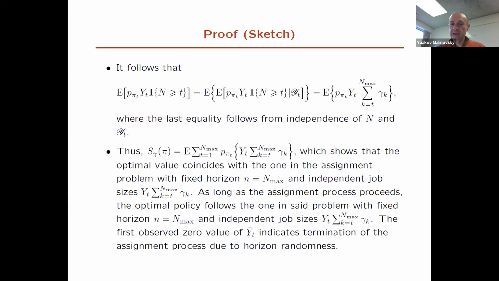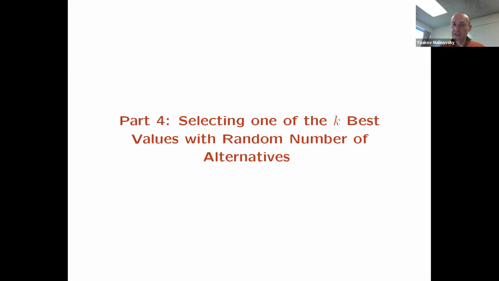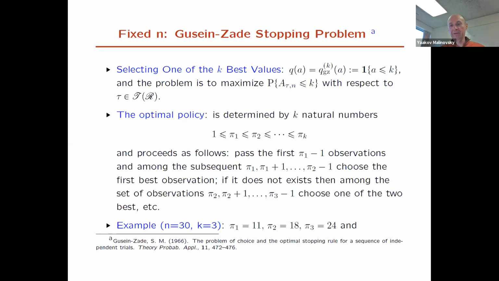Now I will demonstrate how this reduction works on the problem of selecting one of the k-best values with a random number of alternatives. So I'm coming back to the problem, I remind you of the problem, and then I will show how everything can be reduced by one method of solution.